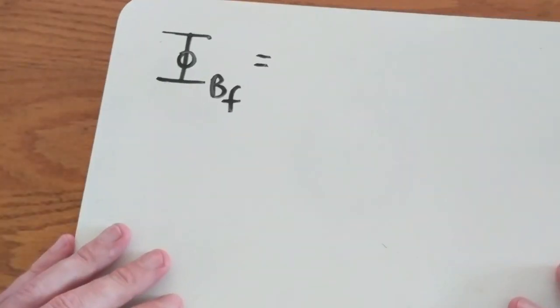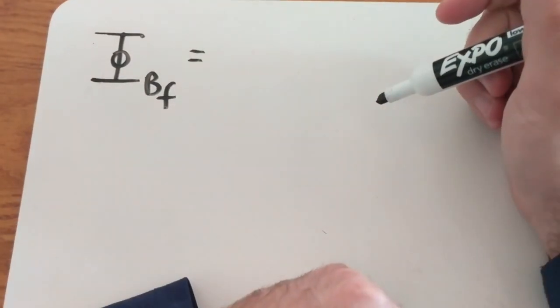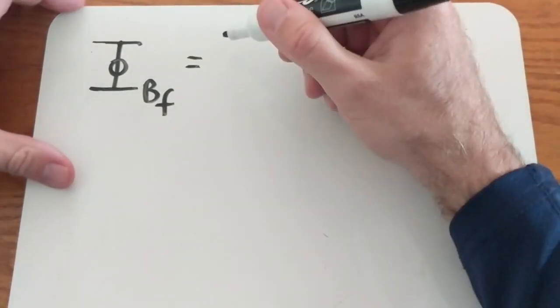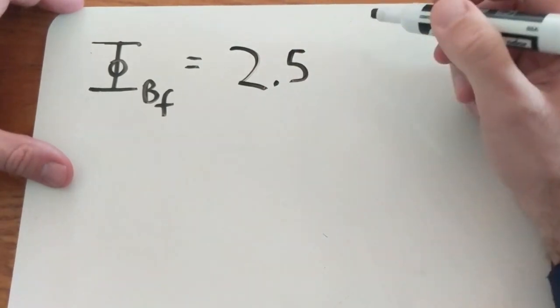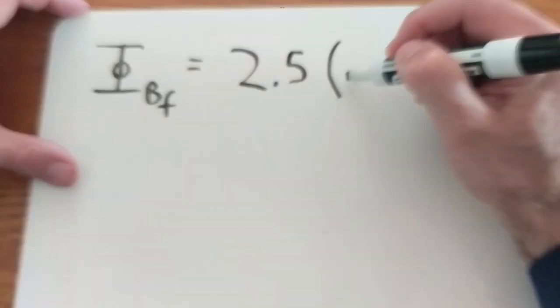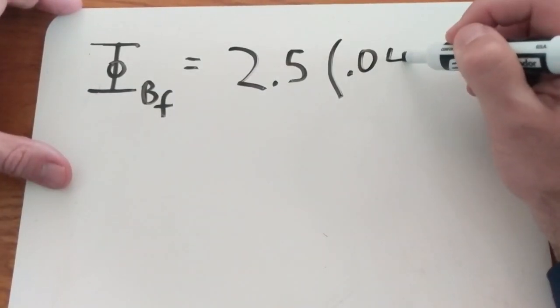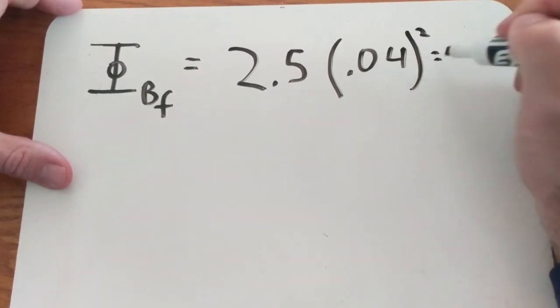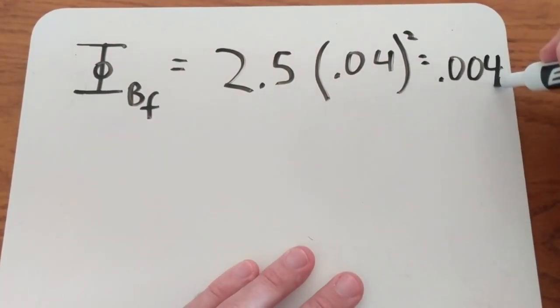All right, so we will start with magnetic flux final. And what do we know about that? It says it goes to a final magnetic field of 2.5. That's the final magnetic field. So 2.5. And the area of a square coil would just be 4 centimeters squared, which is 0.04 squared. And this will give us a magnetic flux of 0.004, all right, Tesla meter squared.